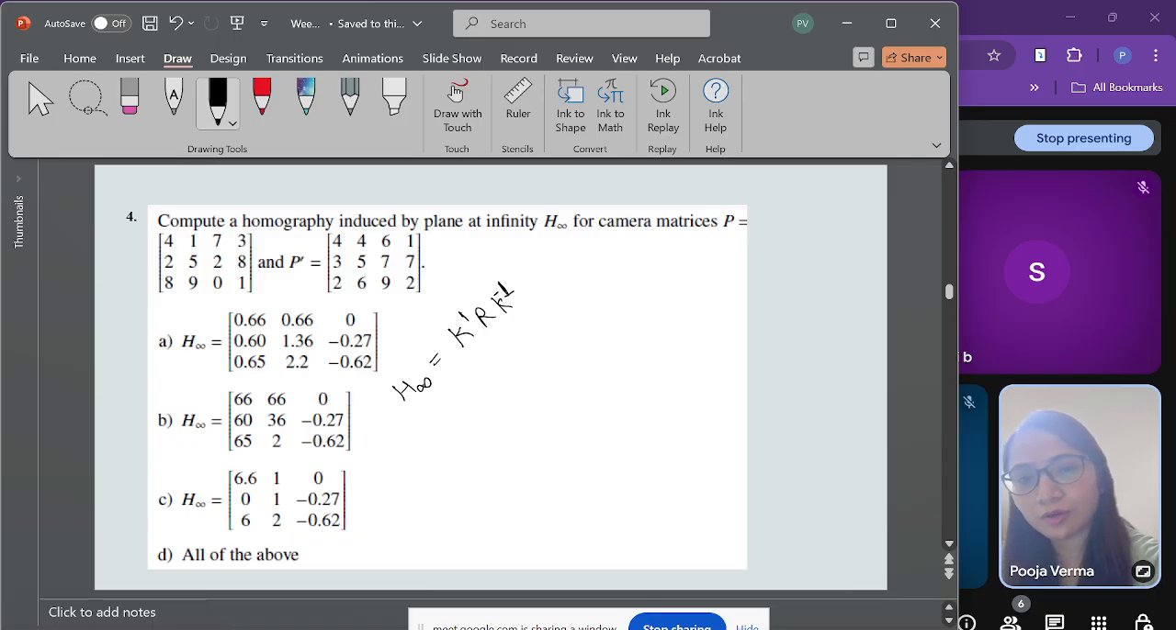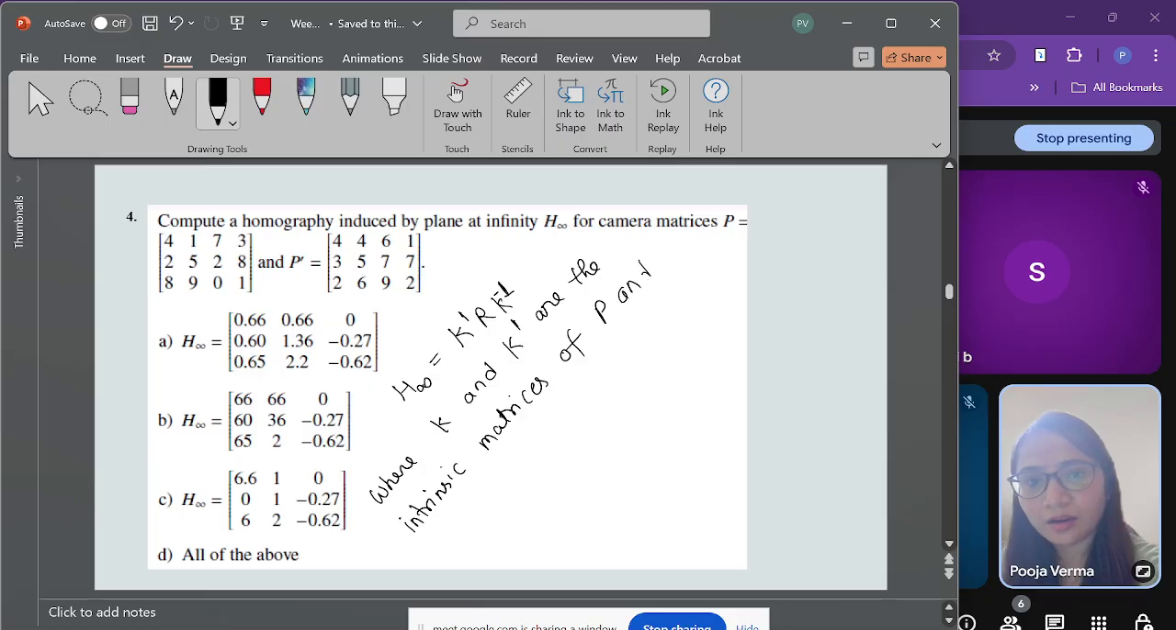Where K and K dash are the intrinsic matrices of P and P dash. Here P and P dash are given. We already know that we can represent P and P dash in the form M given M4, or we can just represent it as M. Similarly for P dash, M dash given M4 dash, or we can say M dash.